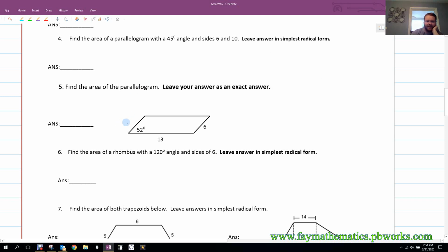Number 5, same thing. I'm going to draw that down. That's my H. Now I've got a triangle here that's got a 52-degree angle on it. Now that's 52. I don't know that, but if that's 6, that's got to be 6 as well.